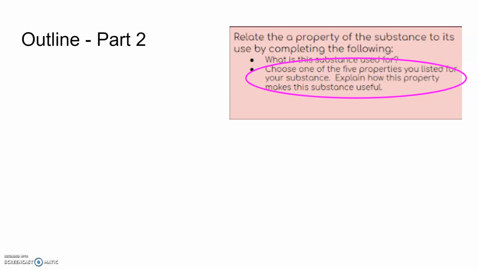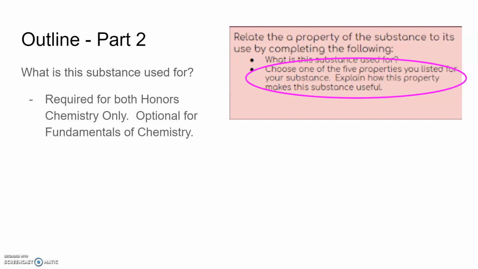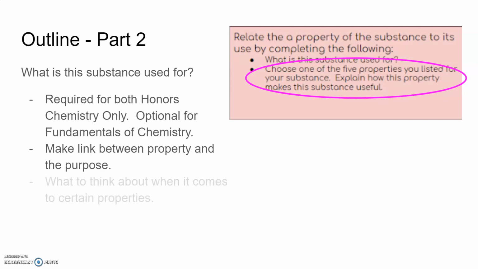So in this video, we're going to address the second part of this section of your project, choosing one of the 5 properties you listed for your substance to explain how this property makes the substance useful. So the main thing you need to think about is what the substance is used for and sort of link it to that property.